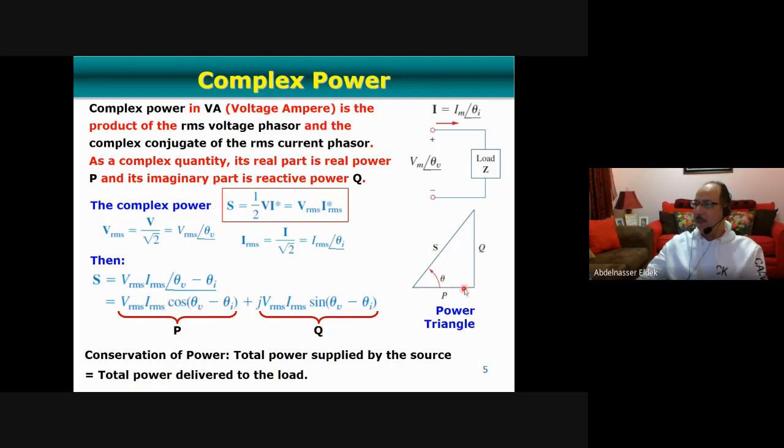So you can plot it like this, with the real axis and the imaginary axis. Then you have S at a certain angle theta, which is the difference between theta V and theta I. From this plot, cosine theta is the power factor, which is P divided by S, and sine theta is Q divided by S.